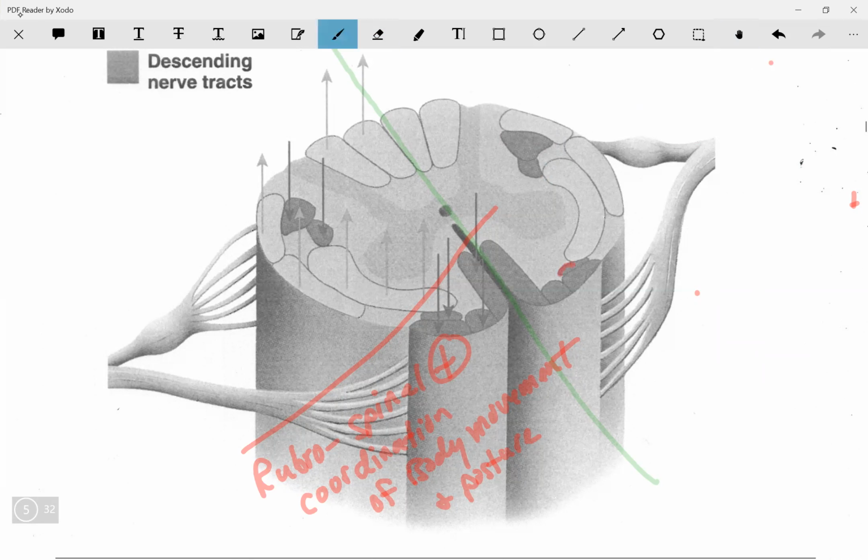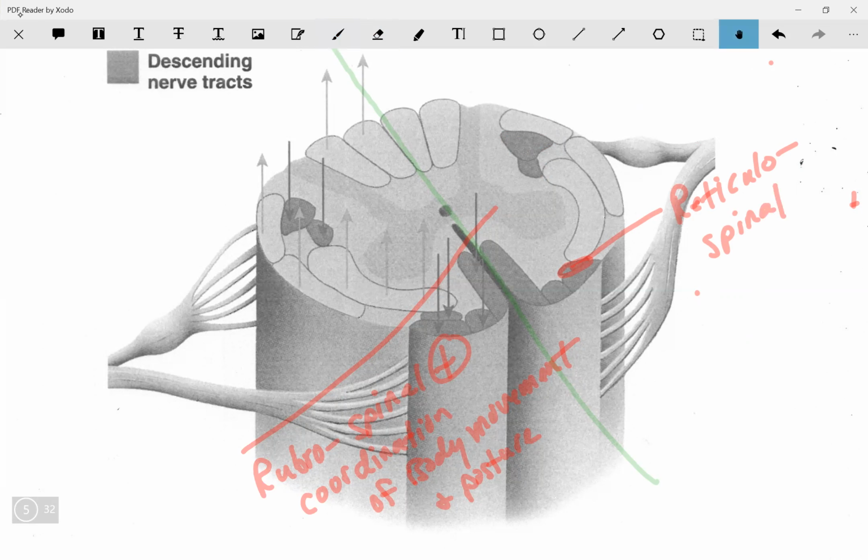Okay, look at this guy there. That is reticulospinal. All right, and its function is posture.